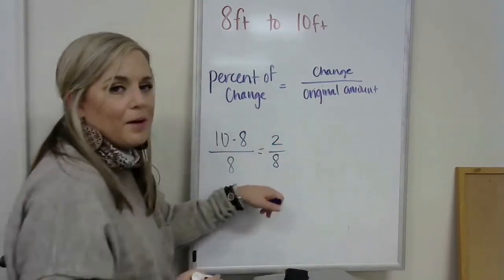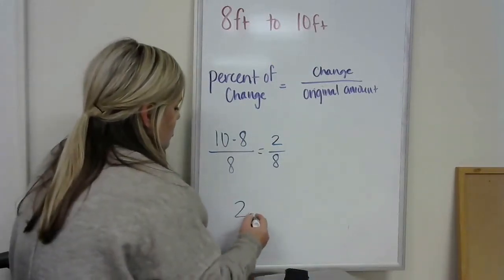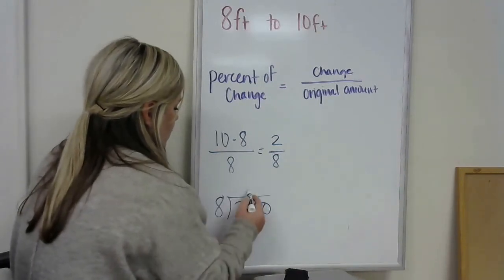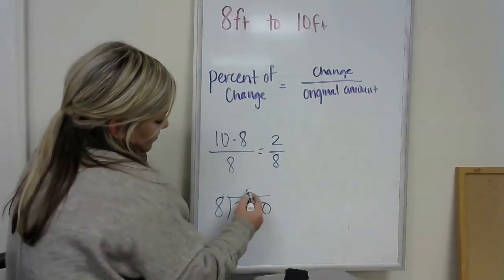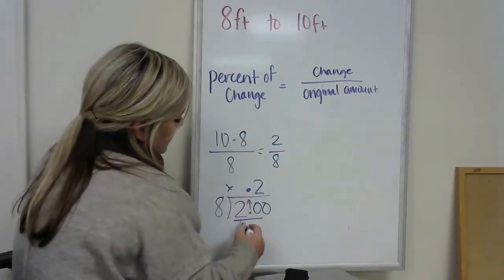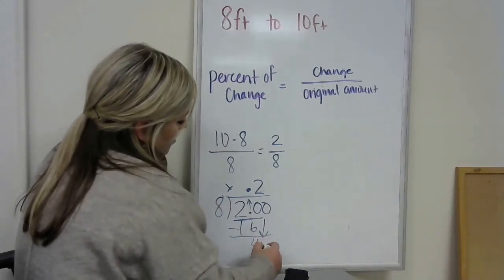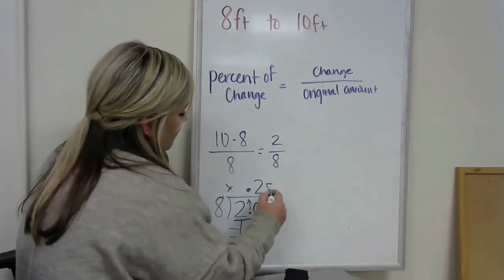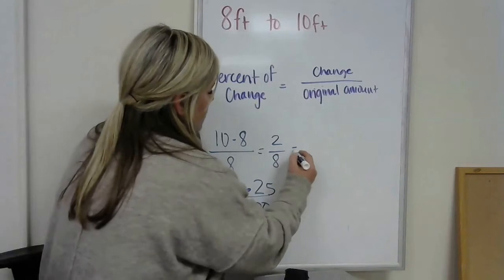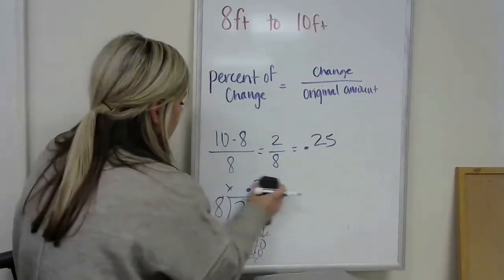Now I'm going to turn 2 eighths into a decimal by TIBOing that. Top number goes in the division box. The bottom number goes out. I'm going to bring up my decimal. 8 will go into 20 2 times. 2 times 8 is 16. 20 minus 16 is 4. Bring down my 0. 8 goes into 40, 5 times. 5 times 8 is 40. 40 minus 40 is 0. So the decimal for the percentage change is 0.25.